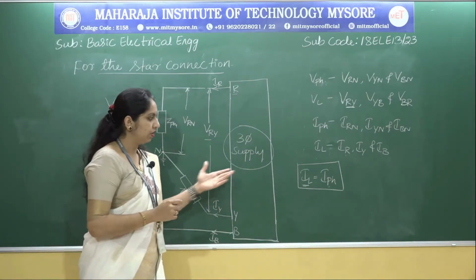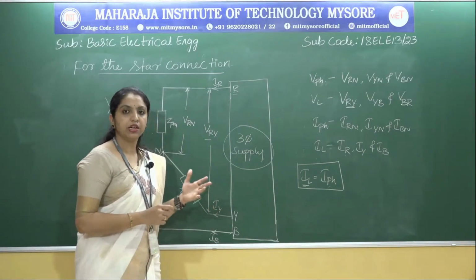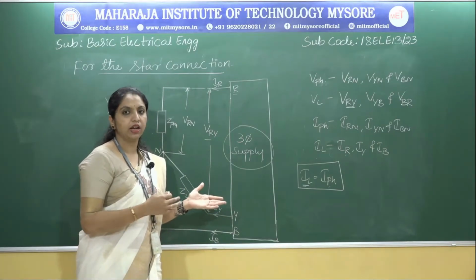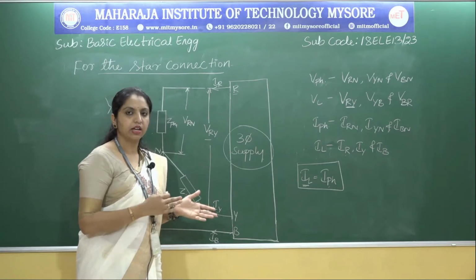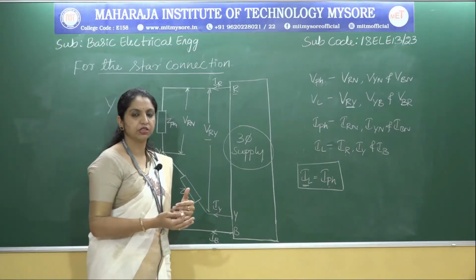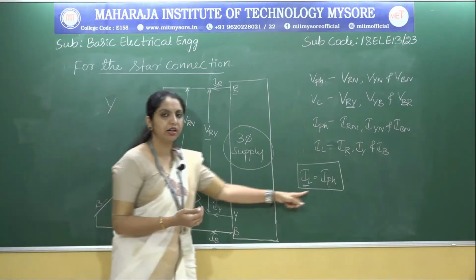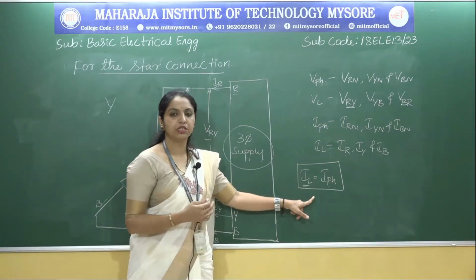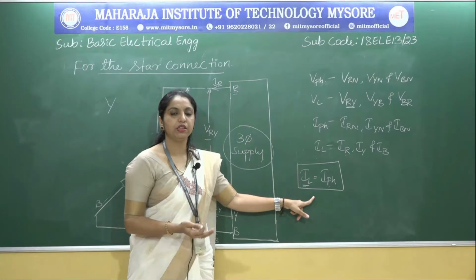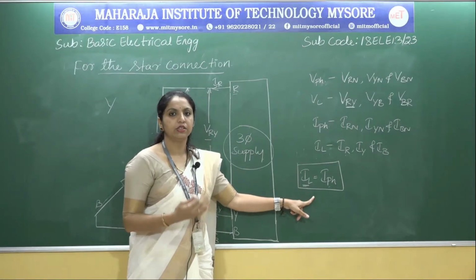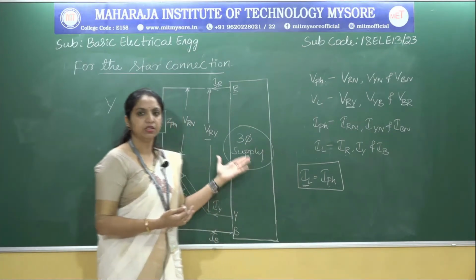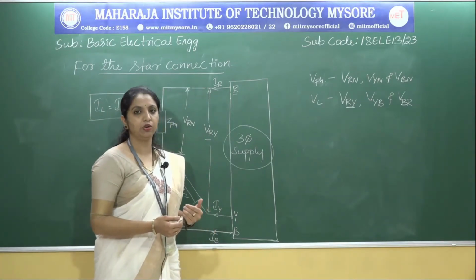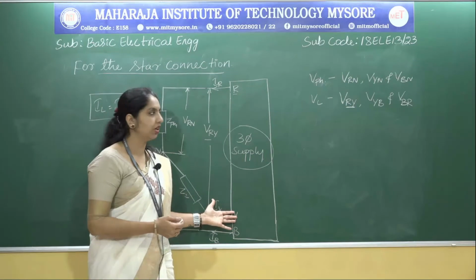So now we have found the relationship between the line current and the phase current in star connection. What is the relationship? Both are the same. Now we shall see the relationship between the line voltage and the phase voltage in the same circuit.